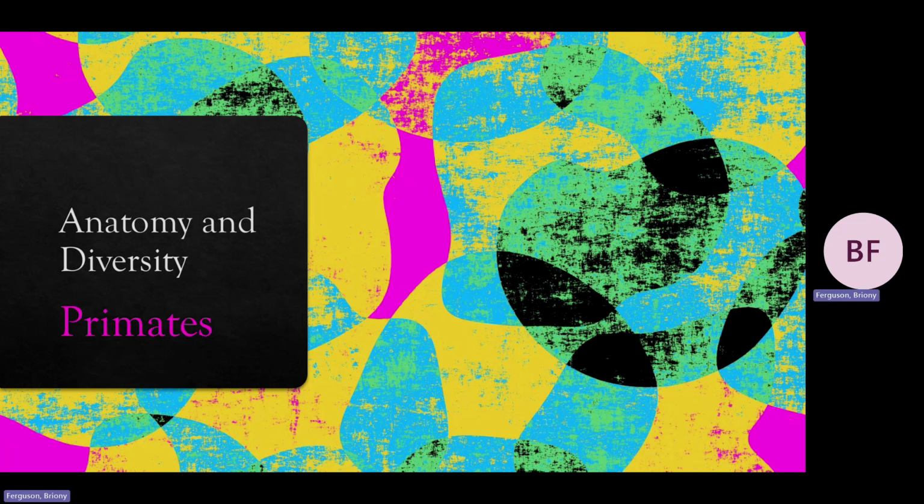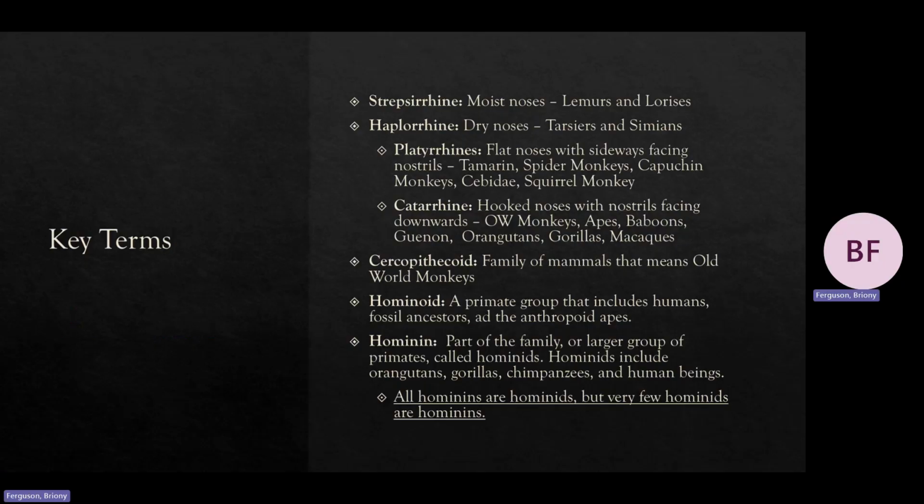But let's get started. So first of all, we're going to be talking about anatomy and diversity, specifically in primates. Some key terms, we've talked a little bit about these before, but just to reiterate: strepsirhines are going to be lemurs and lorises and other monkeys that have moist noses. Haplorhines are going to be tarsiers and simians. They're going to have dry noses.